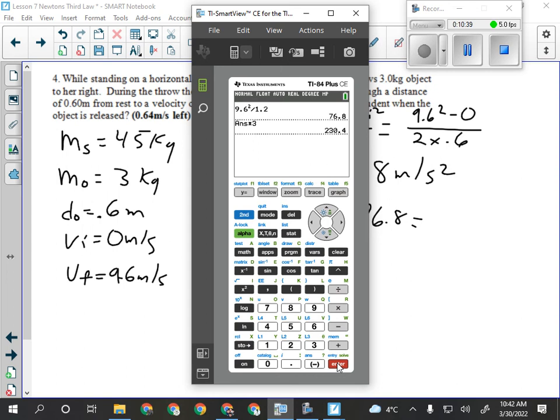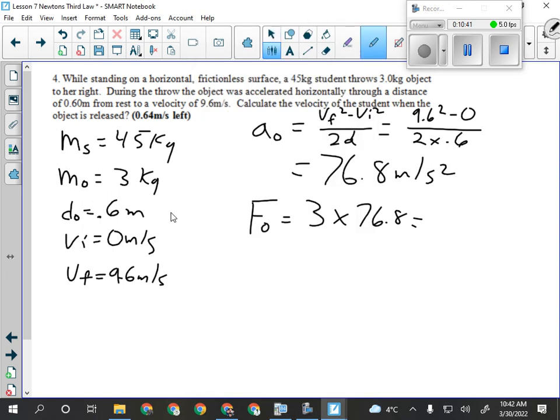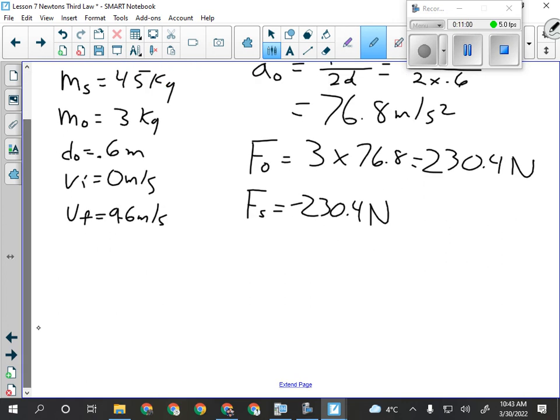Okay, so there's the force on the object, 230.4 newtons. All right, so the force on the student is negative 230.4 newtons, or 230.4 newtons to the left. Okay, so now I want to look at just the student's information.